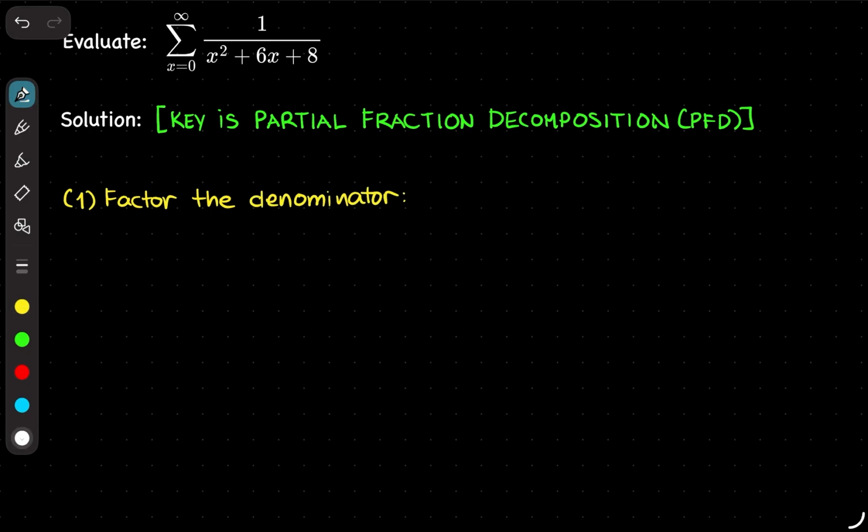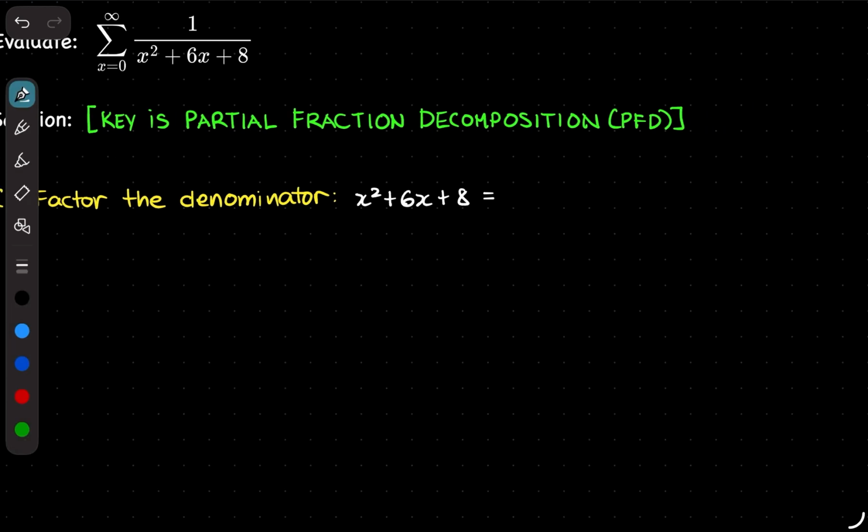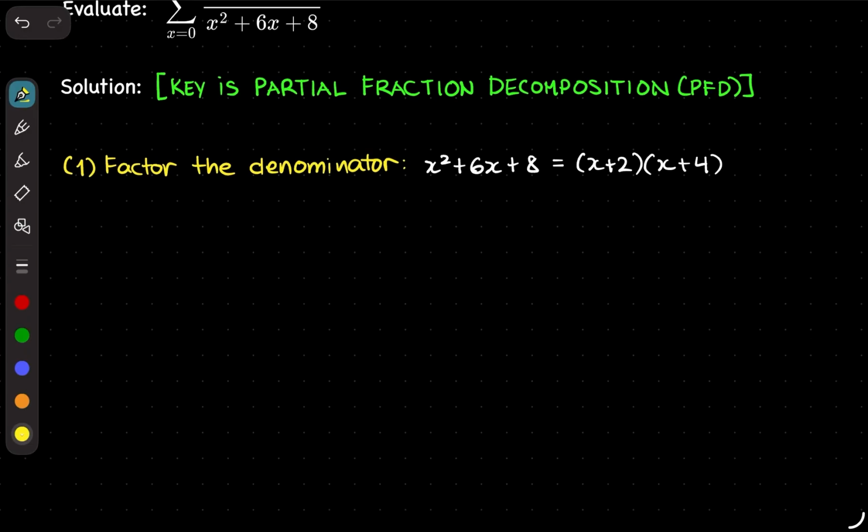So in this case, we have x squared plus 6x plus 8. Notice that this is a quadratic expression, so it can easily be checked that this factors into the two linear factors, x plus 2, and what's the other one? x plus 4. Once we have that, the next step is to begin applying the partial fraction decomposition.